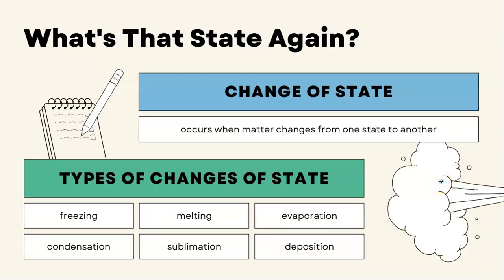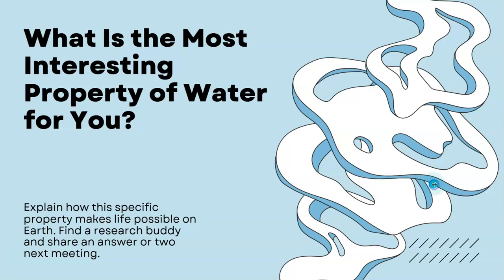What's that state again? Change of state occurs when matter changes from one state to another. There are 6 changes of state that we looked at in this video.